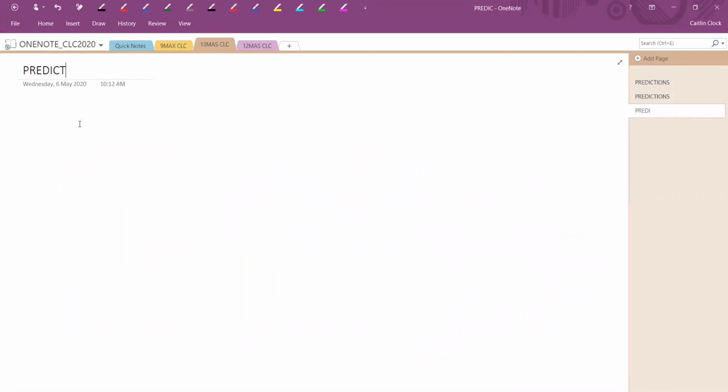So predictions for today. Now I'll just make a graph. I wasn't sure that we were doing this. Let's have a look here. It's a grapher.